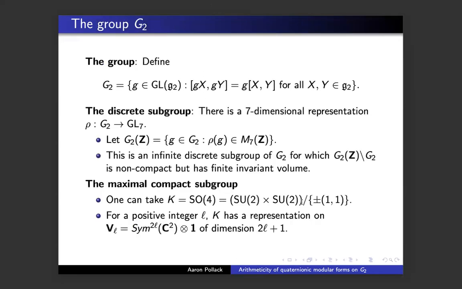And then how do you define the group G2? Well, whenever you have a semi-simple Lie algebra, you can get a semi-simple group just by taking the linear maps from the Lie algebra to itself that preserve the bracket. So I let the group G2 be the set of g in GL14, the general linear group of this 14-dimensional vector space, that preserve the bracket. So g x bracketed with g y is g acting on x bracketed with y, for all x and y in the Lie algebra g2.